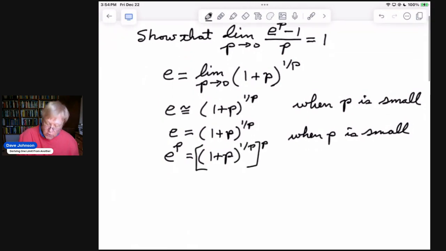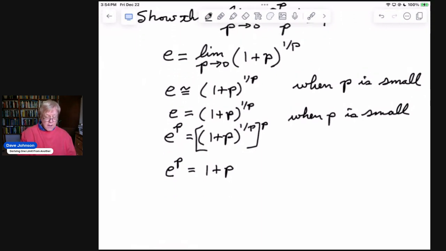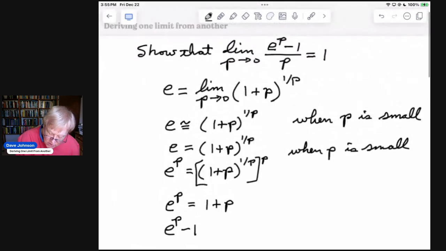And you know what you do with those exponents. p times 1 over p is 1. So we can rewrite this as e to the p is equal to 1 plus p raised to the 1, but 1 plus p raised to the 1 is just 1 plus p. Okay, now we're going to subtract 1 from both sides. So we get e to the p minus 1. And I know I need to do this because I see an e to the p minus 1 up here.